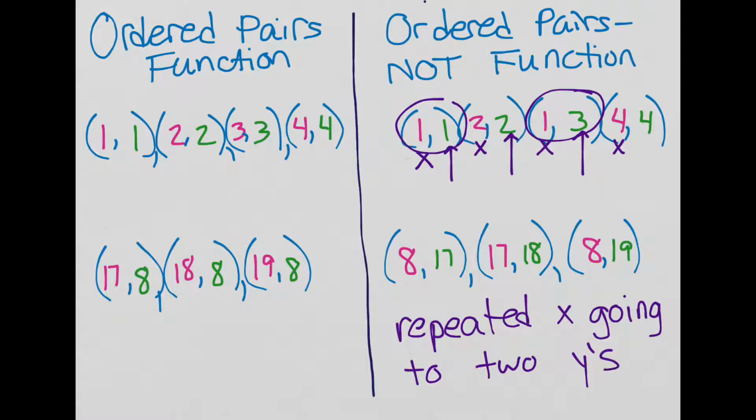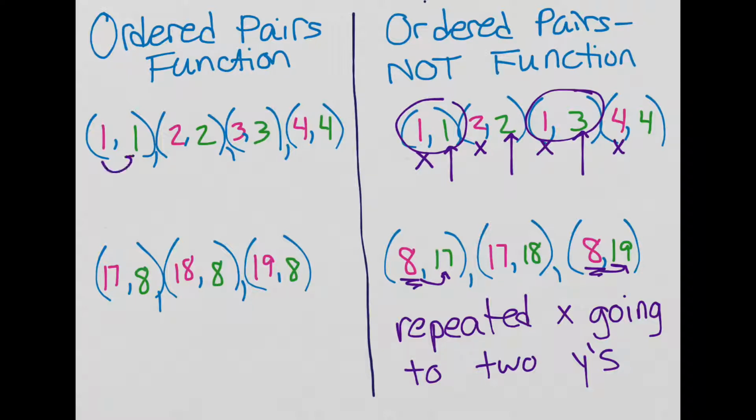Different y's. So look at the one below that. Again, here's an 8 and here's an 8, but the first time I get a 17 and the second time I get a 19. That is not a function because I have that x button that's giving me two different sodas when I press it. So look back over here at the side that is a function.